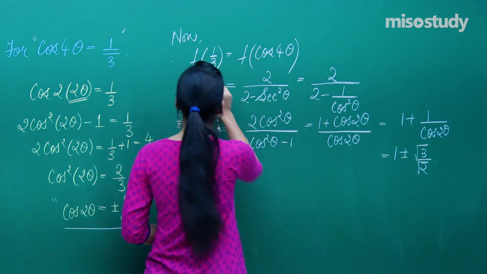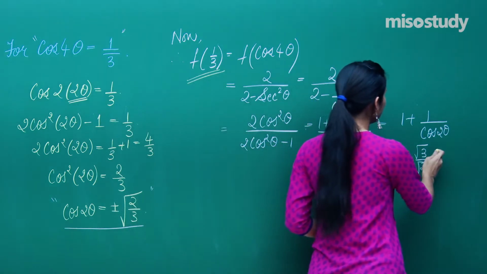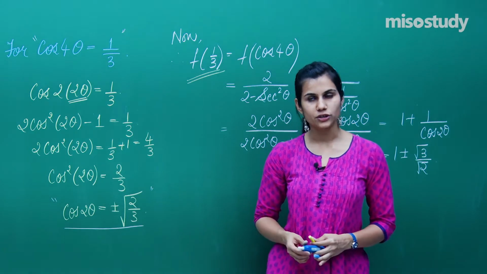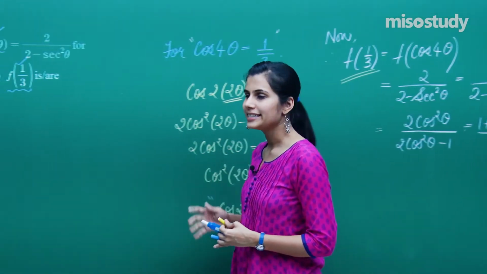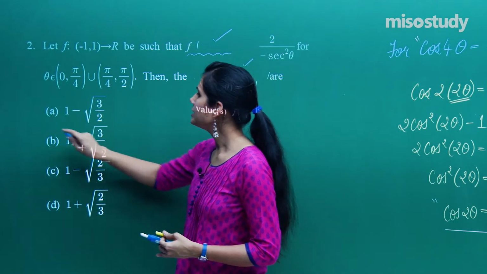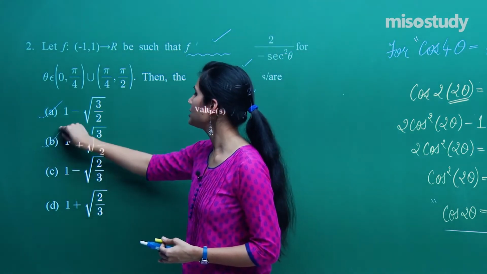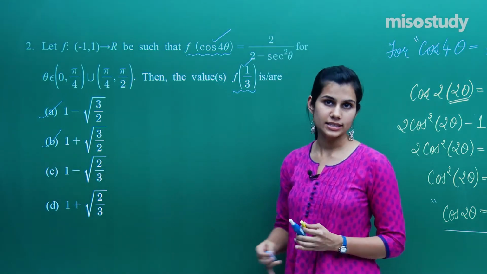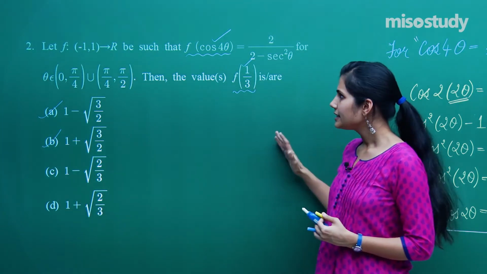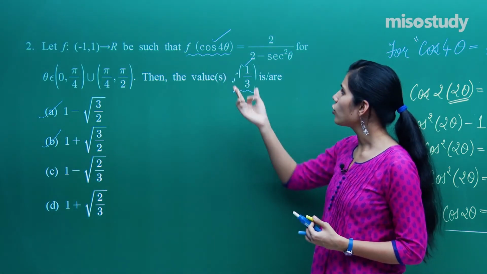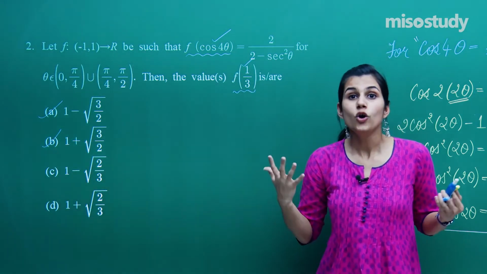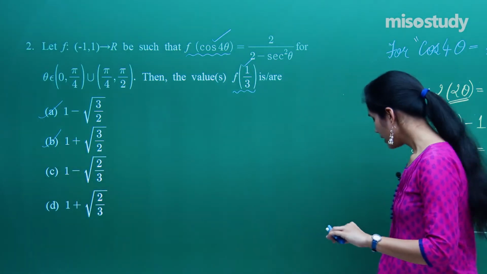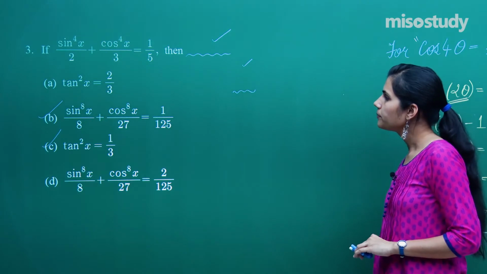That means f of 1 by 3 can be 1 plus root over 3 by 2 or 1 minus whole root over 3 by 2. And therefore, this is what you get as your solutions, 1 minus root over 3 by 2 and 1 plus root over 3 by 2, not this and not this, because reciprocal is coming over here. Fine. Easy question. Just understand the concept that when cos 4 theta will be equal to 1 by 3, then what is it that is going to be true? Use that and you get your result. Let's watch out for the next question.